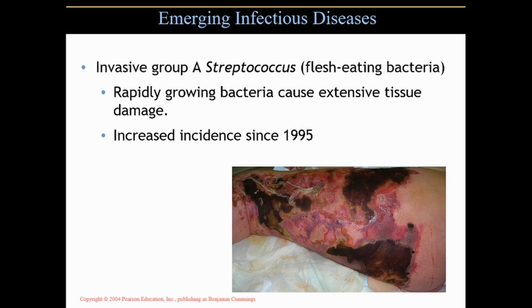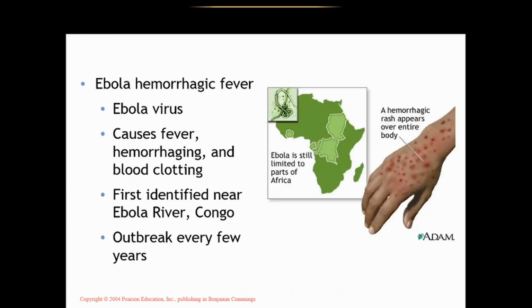Invasive group A strep, also known by the pleasant nickname of flesh-eating bacteria, rapidly growing bacteria that cause extensive tissue damage, with increased incidence since 1995. It's also called just GAS, G-A-S, for group A strep. This is not the same strep that causes strep throat or scarlet fever. This is a different type of strep. It's a very virulent type of strep, and it spreads very rapidly and causes necrotic tissue wherever it's growing. Usually the only way to stop it is surgical debridement or amputation.